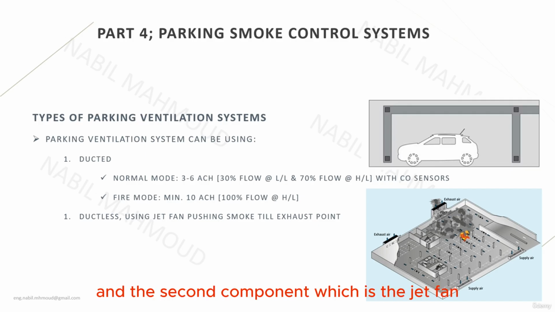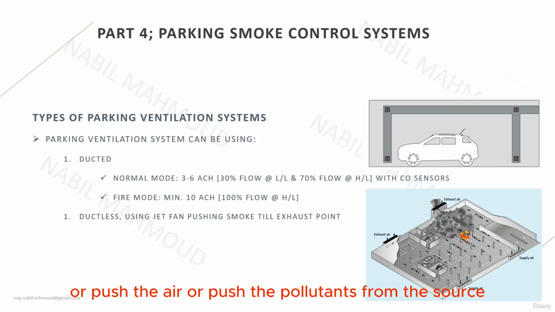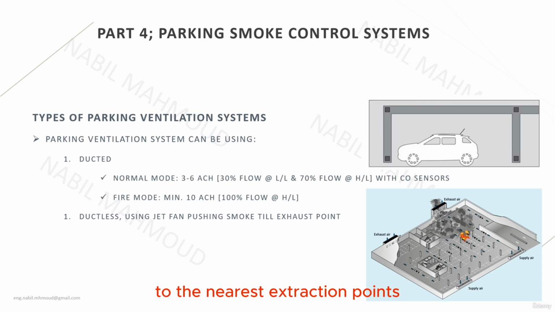And the second component is the jet fan. Jet fans are simply axial fans that are used to push the smoke, or push the air, or push the pollutants from the source where they are generated to the nearest extraction points, which means that they are only responsible for pushing the smoke towards the exhaust point. So we are reaching component number 3 of the ductless system, which is the exhaust point.